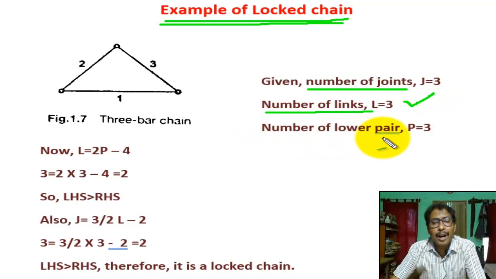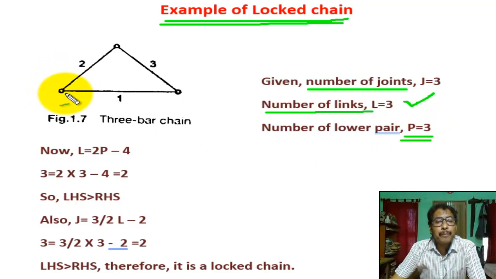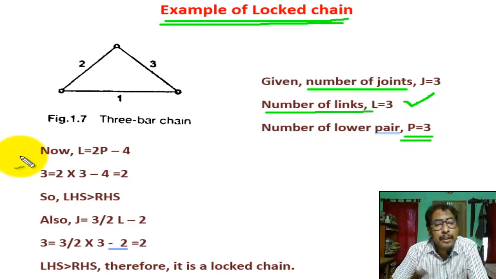Number of lower pairs P equal to 3. Lower pair means this joint may have sliding or turning motion relative to each other. This joint may be turning or sliding motion. This is called a pair. Number of lower pairs P equal to 3.